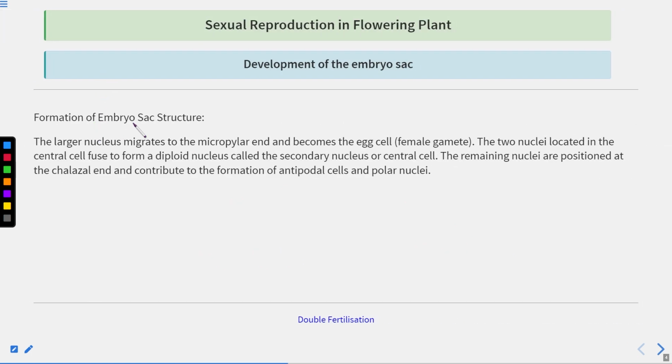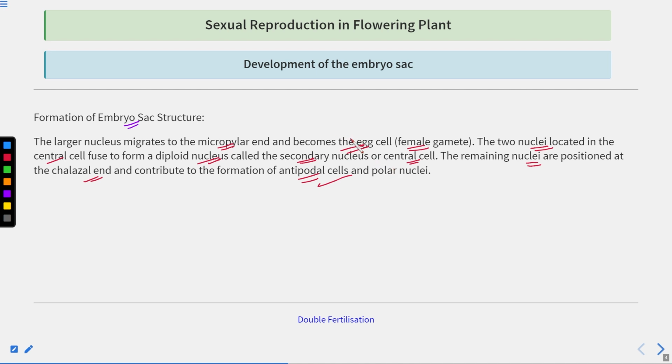Now, last is the formation of the embryo sac structure. So the larger nucleus migrates to the micropylar end and becomes the egg cell, which is also known as the female gamete. The 2 nuclei located in the central cell fuse to form the diploid nucleus called the secondary nucleus or the central cell. The remaining nuclei are positioned at the chalazal end and contribute to the formation of the antipodal cells. Okay. Clear? So antipodal cells are formed at the chalazal end, egg apparatus is formed at the micropylar end, and in the center 2 polar nuclei are present.